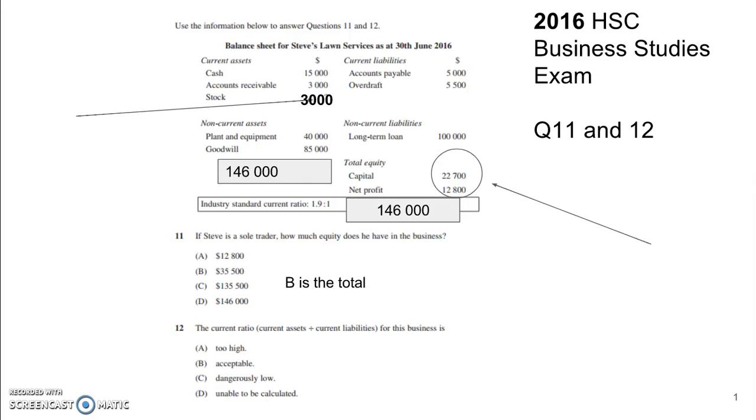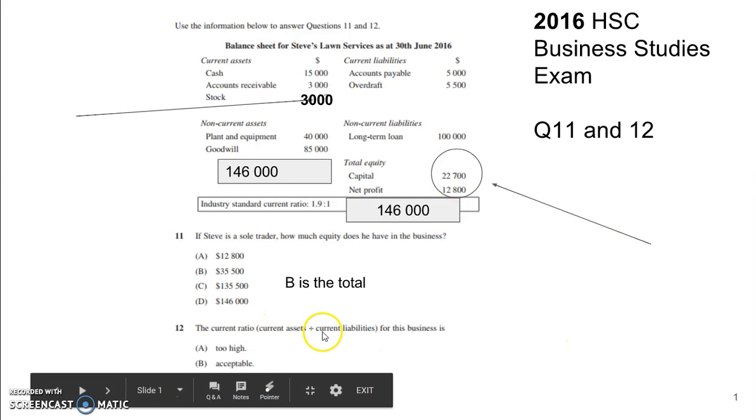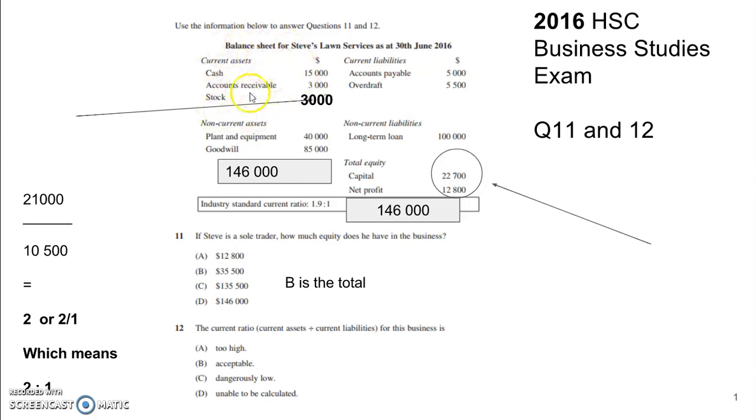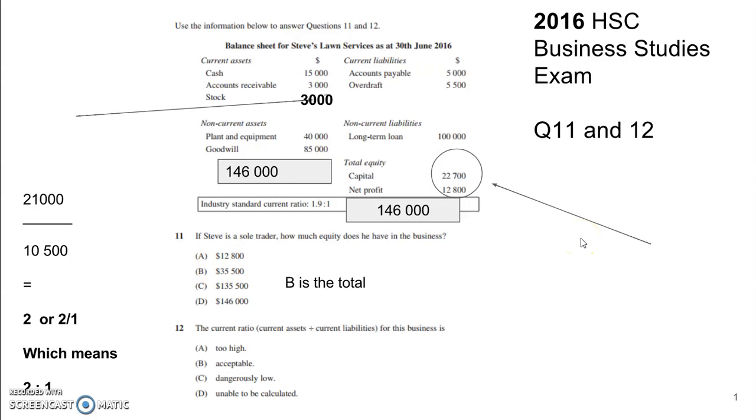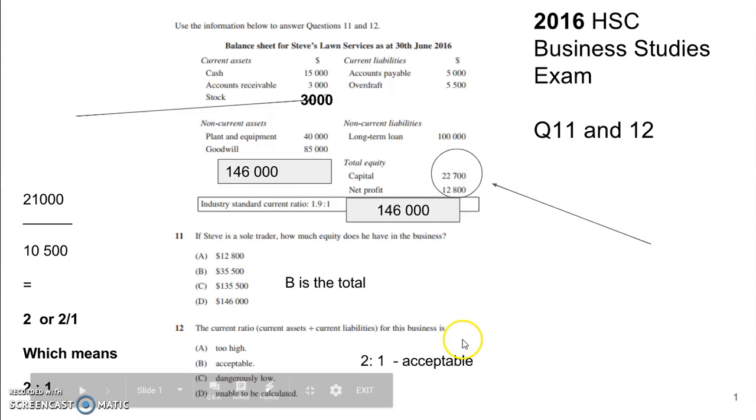Having a full balance sheet now, we can actually use the current ratio. And as we see here, it is current assets divided by current liabilities. If we do that, we are simply adding the current assets, adding the current liabilities, putting one over the other, and we get the answer of 2. Or, as a fraction, it would be 2 over 1, which means 2 to 1. With the industry standard being 1.9 to 1, we know that that is acceptable. It is not too high. So that is how we reach the answer for the current ratio for question 12. Hopefully this has been useful, and good luck.